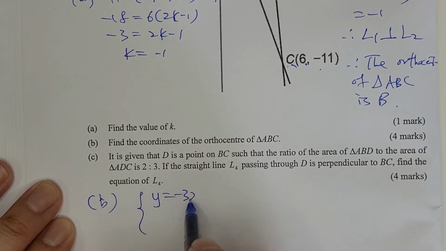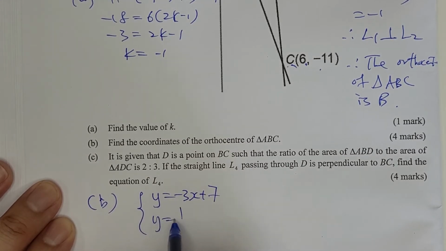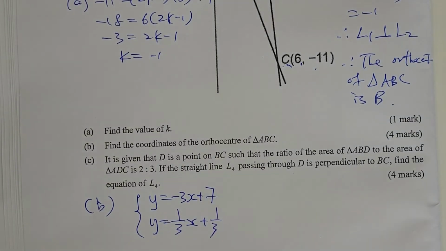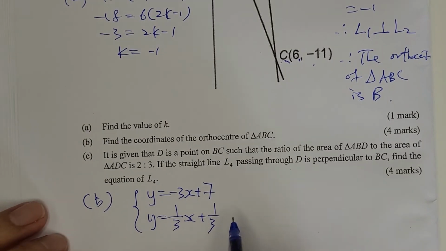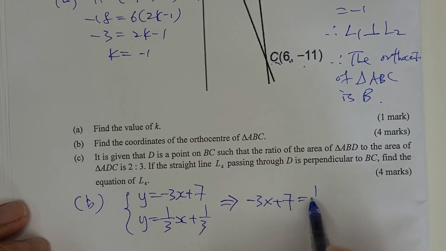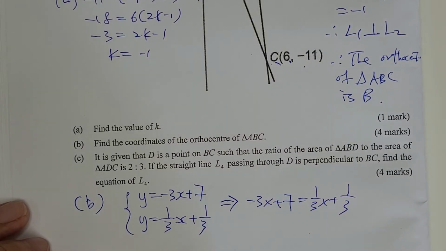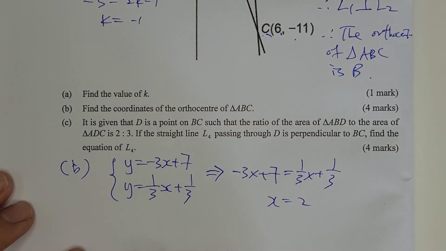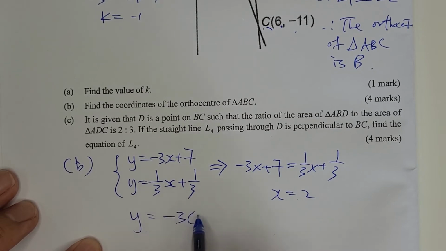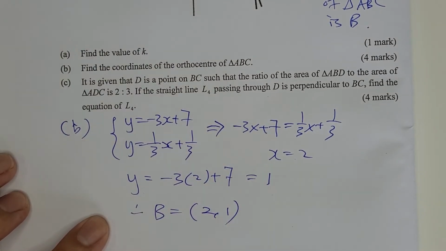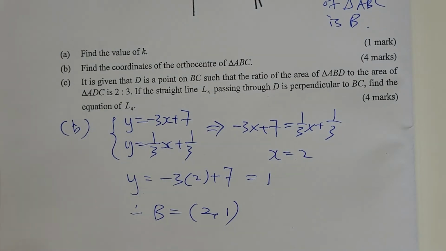Y equals negative 3x plus 7. Y equals 1 over 3 x plus 1 over 3. You just need to solve these two equations. They're quite straightforward actually. You can find that negative 3x plus 7 equals 1 over 3 x plus 1 over 3. So you can solve x equals 2. And then y equals negative 3 times 2 plus 7, that is 1. Therefore, the orthocentre, that's B, has the coordinates (2, 1). Part B finished.